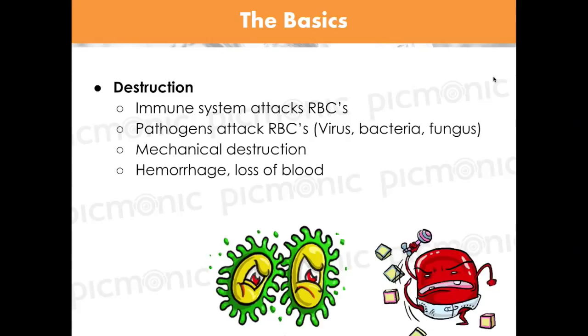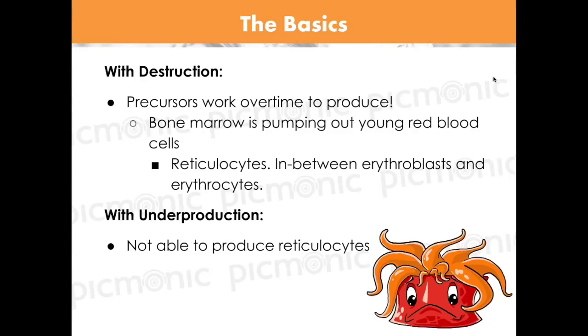And on the other end of the spectrum, you're making blood cells, but you're breaking them down. So your immune system could be attacking them. You could have pathogens like viruses, bacteria, fungi. You could have drugs. You could have mechanical destruction. So you could have an artificial heart valve that's chomping up your blood cells. And you could be hemorrhaging. You could just be losing your blood out of your body. So that definitely counts as a lack of red blood cells.